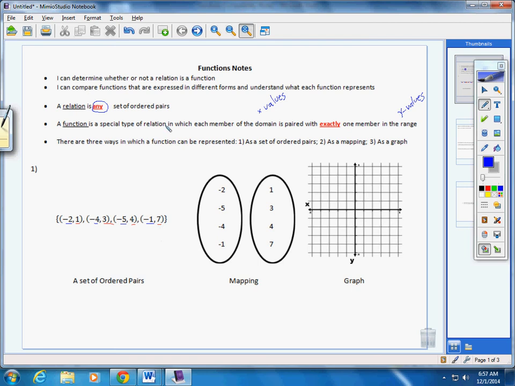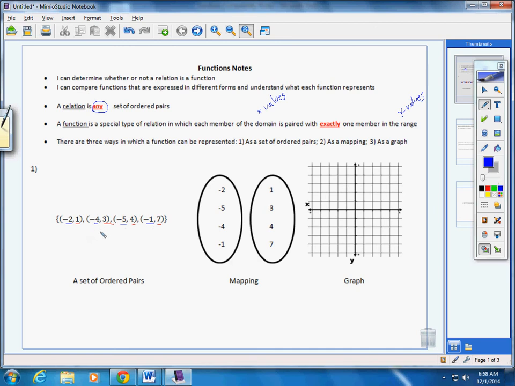So the question is, is it a function? Well, how do we figure that out? Does this set of ordered pairs meet my definition of a function? Does each member of my domain, all of my x values, the ones underlined in blue, are they paired with exactly one member in the range? So this x value, negative 2, is only paired with one y value. Do you see negative 2 in any of my other x positions? No, you don't. So that's good. That means my negative 2 is only paired with one number. Same thing with negative 4, negative 5, and negative 1.